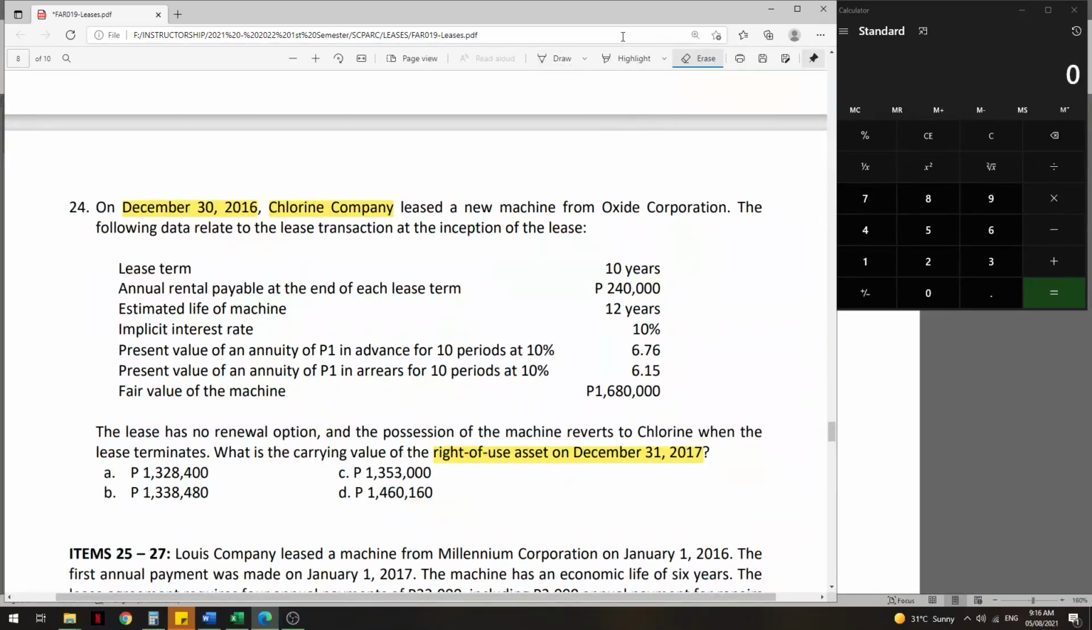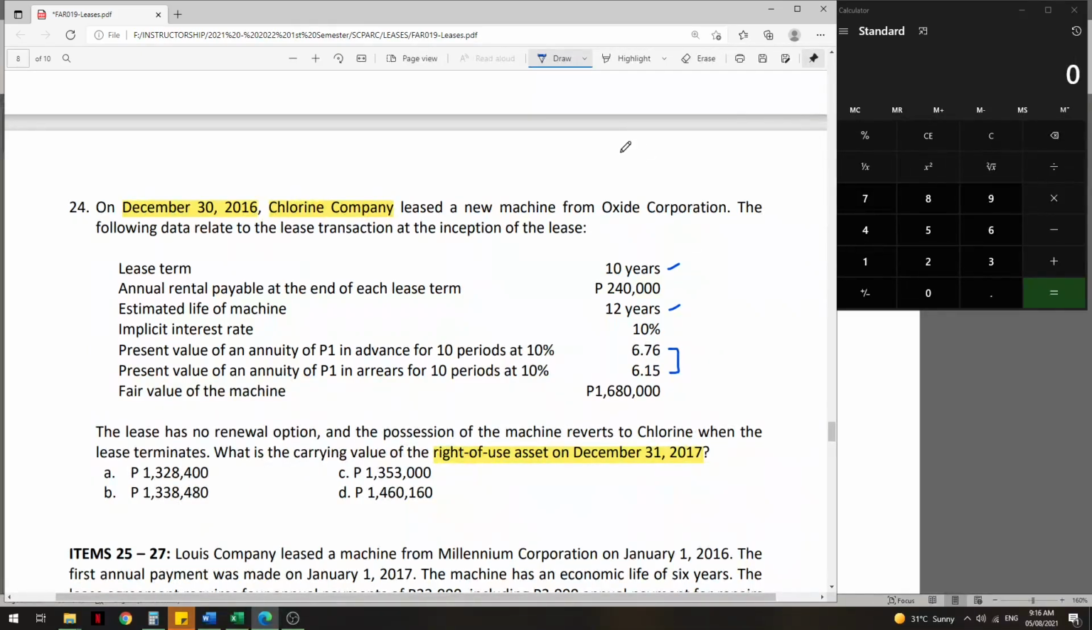So this is important, we need to highlight it. 10%, 240,000, 10 years. And 12 years as well. Of course, it's important, but we'll need to determine which to use between 10 years and 12 years later. The first hurdle of the problem is to decide whether to use in advance or annuity of 1.